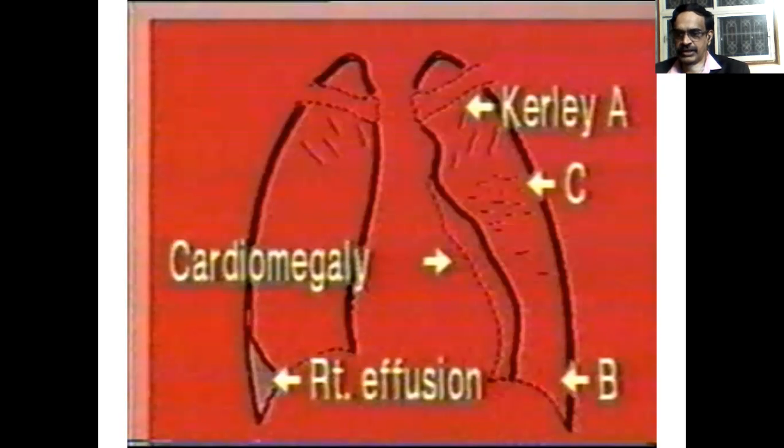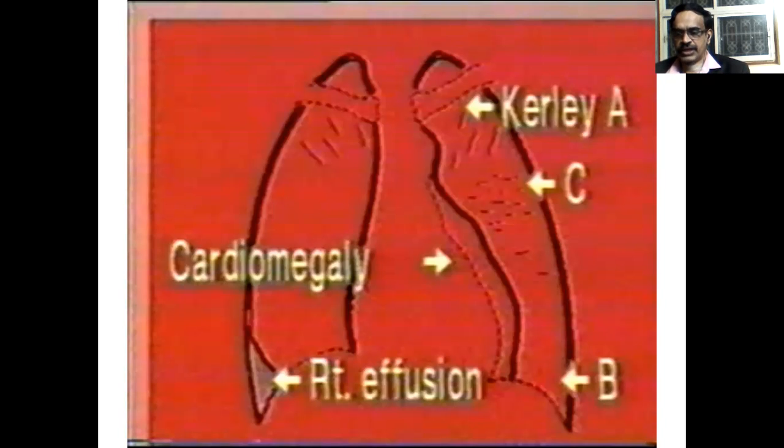There will be cardiomegaly, and there will be antler sign or prominence of the upper zone vessels, and Kerley A, B, C lines, and pleural effusion, butterfly shadow or bat wing appearance, and pleural effusion.